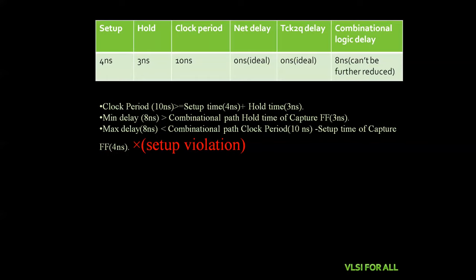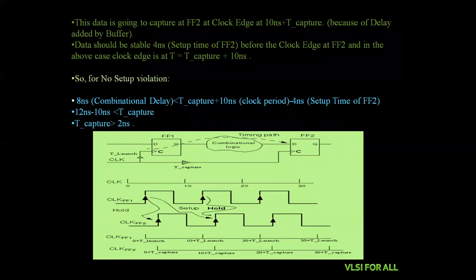We need to fix this setup violation, so we are going to introduce a buffer. What I have said is that in order to avoid setup violation, we can eliminate the delay elements in the data path, which means we can keep the delay elements in the clock path. For the sake of this example, let's not consider this T launch. Let's consider this T capture only. The data is going to be captured at the flip-flop at the clock after 10 nanoseconds plus T capture, because due to this buffer the time is added to the 10 nanoseconds. So data should be stable before the 4 nanoseconds.